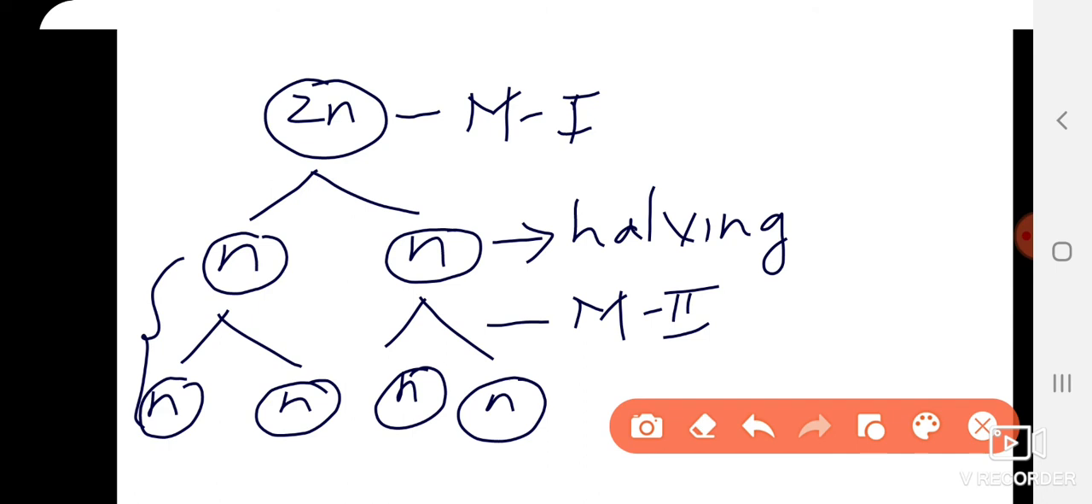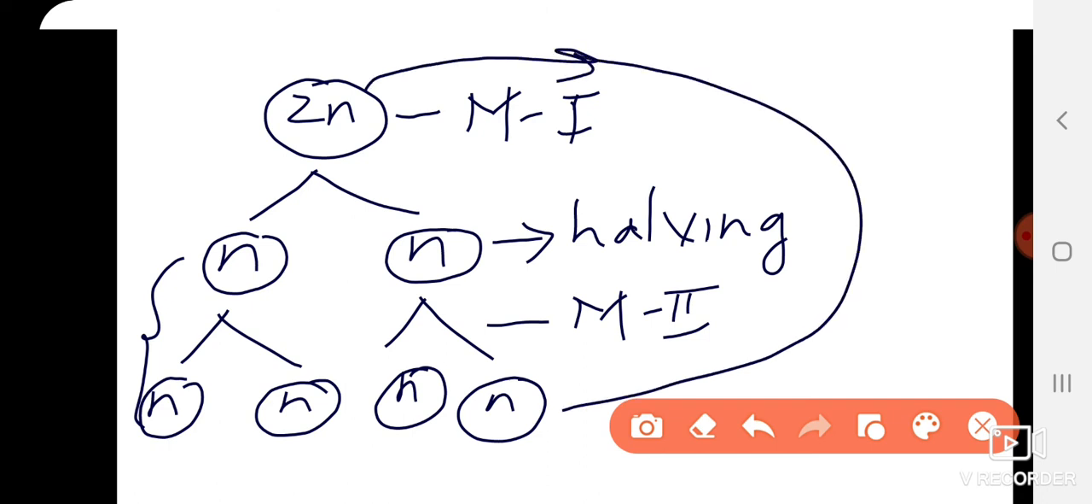So in short, we can conclude that each diploid cell forms 4 haploid cells. Here we begin with a diploid cell and then we finish off forming 4 haploid cells. This is how meiosis 1 and meiosis 2 take place. I'm sure you have understood this concept.